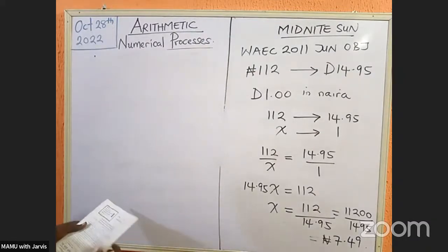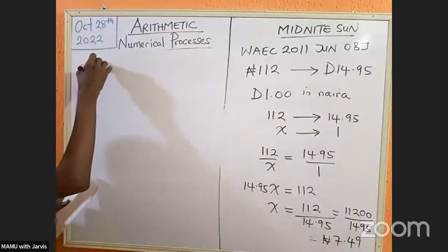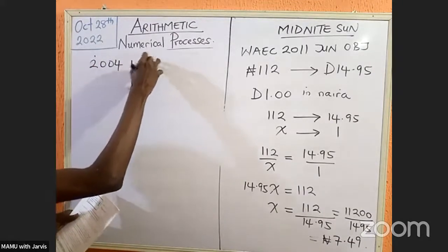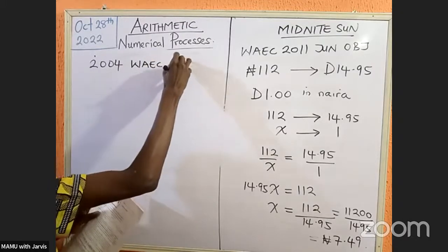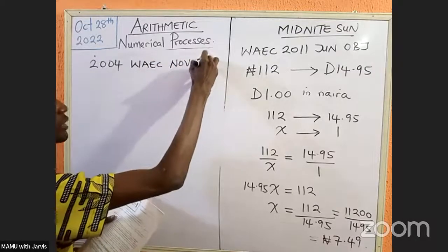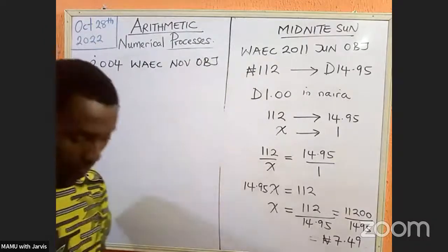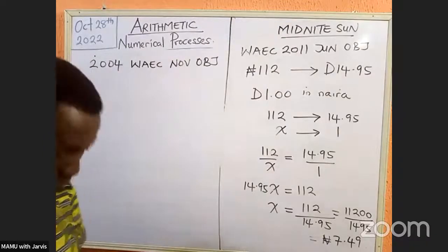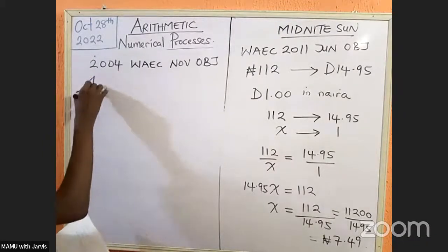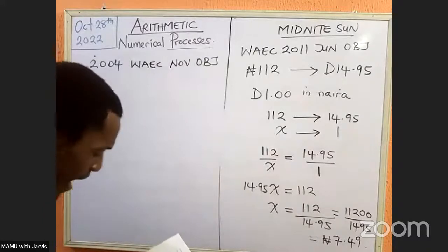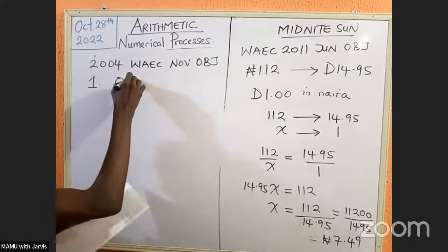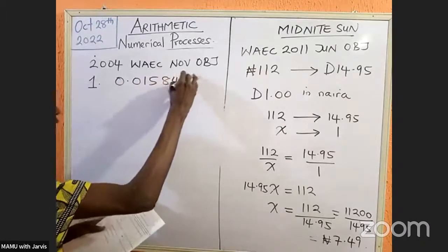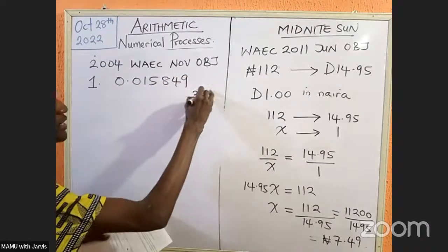Right. The next question is from 2004. This should be WAEC, November exam, and this should be OBJ. It's really question 1 and question 2. So question 1: Express 0.015849 to 3 significant figures.